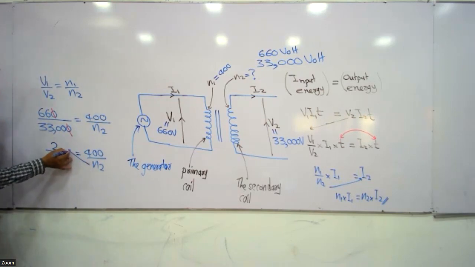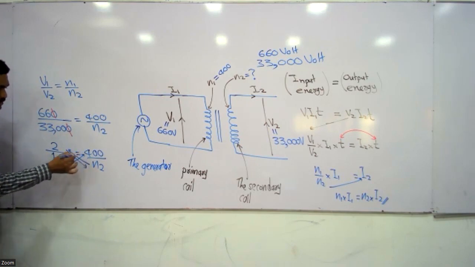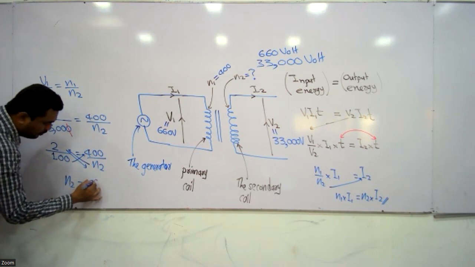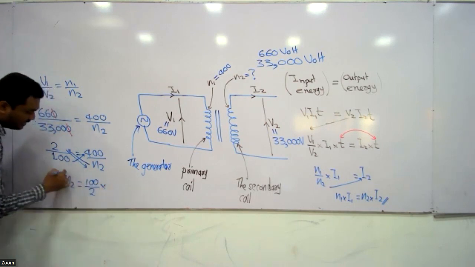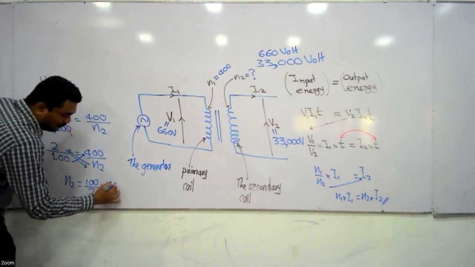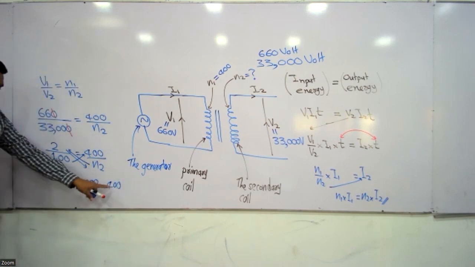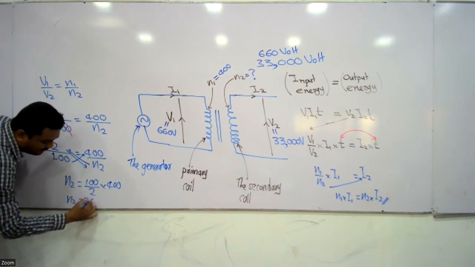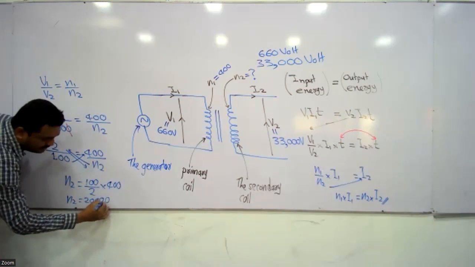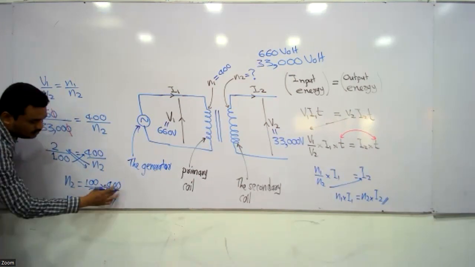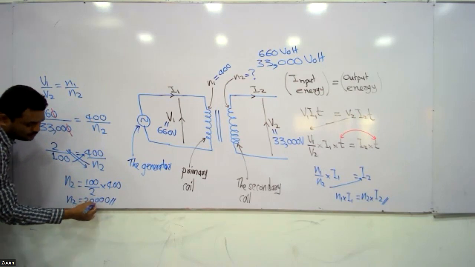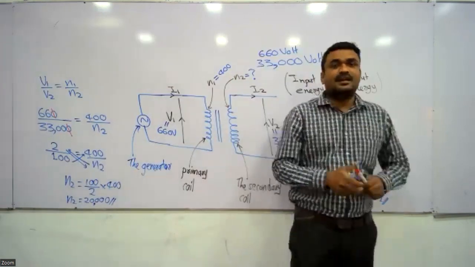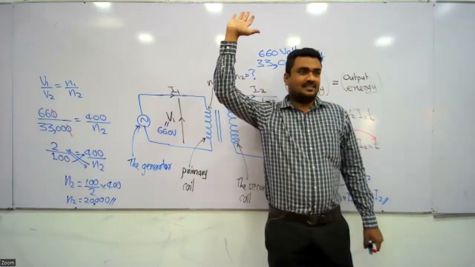So I can take N2 to this side and 2 and 100 to the other side by cross multiplication. So N2 equals 100 divided by 2, into 400. So we can easily divide 400 by 2. What is 400 divided by 2? 200, and with the two zeros, 200 into 100. It means 20,000 turns. Number of turns in the secondary coil should be 20,000. Who got this answer? Right, that's it.